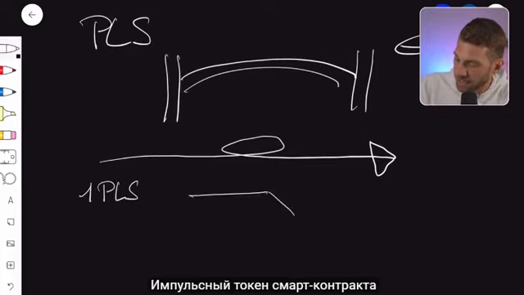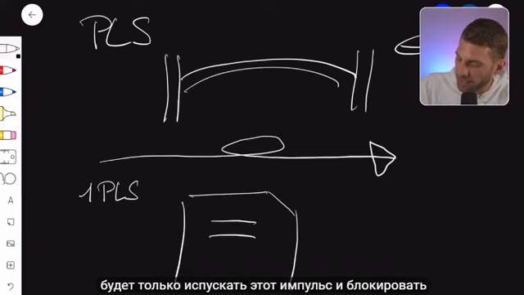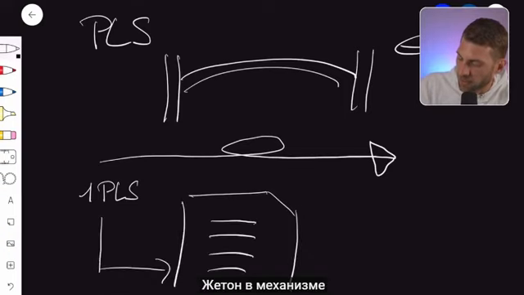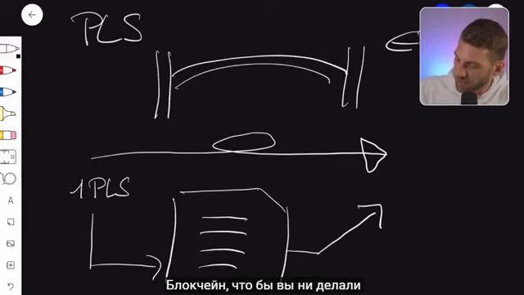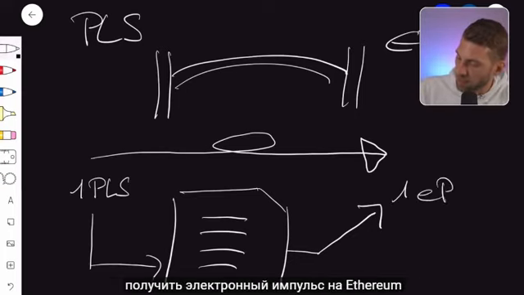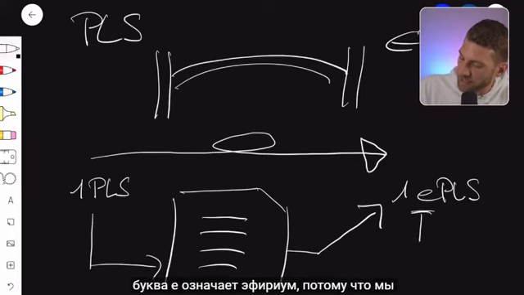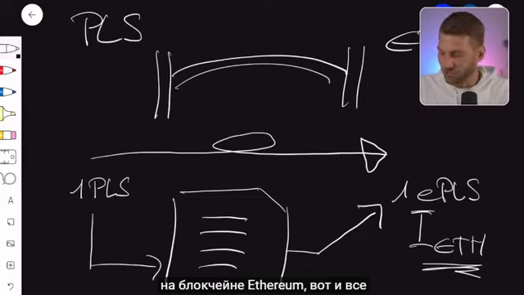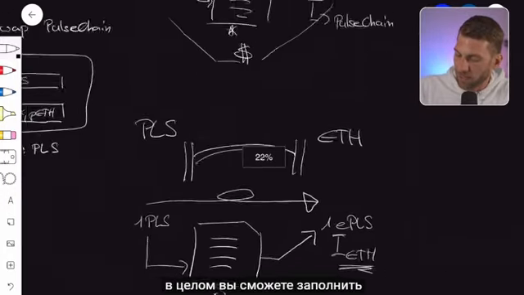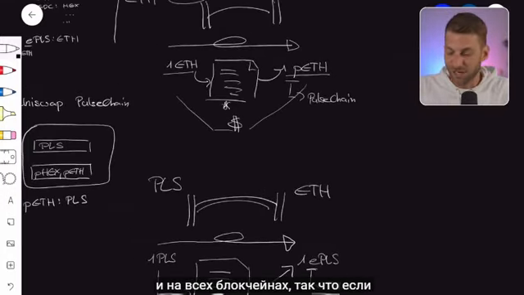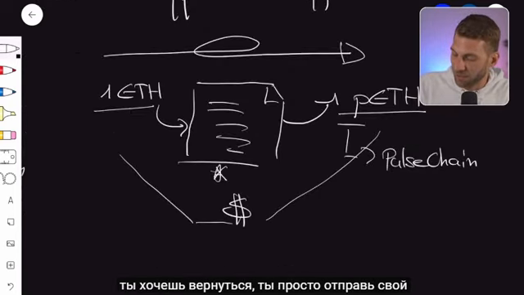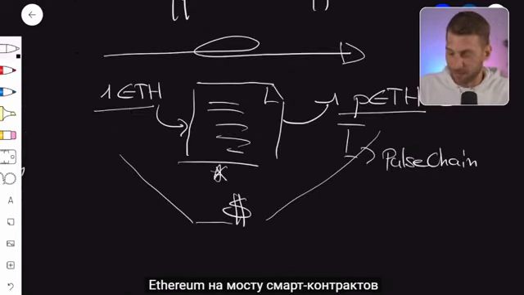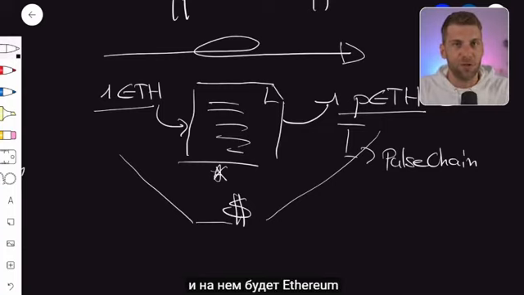The smart contract, the bridge contract, will just lock this Pulse token into the mechanism, and it will issue on the Ethereum blockchain whatever you receive. For example, if you send one Pulse, you should then receive one E Pulse on the Ethereum blockchain. The E stands for Ethereum because we are now on the Ethereum blockchain. So this is really easy. Overall, you will be able to bridge back and forth to all the blockchains. So if you want to go back, you just send your Pulse chain Ethereum to the smart contract bridge, and it will issue some Ethereum on the Ethereum blockchain.